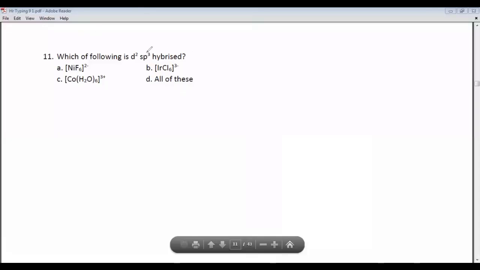Okay, consider the 11th question. Which of the following is d2sp3 hybridized? So let's consider the first: fluorine minus 6, nickel in plus 4. Iridium, overall charge minus 3, fluorine minus 6, iridium in plus 3. Cobalt with ammine 0 and aqua, cobalt in plus 3. So nickel in plus 4.